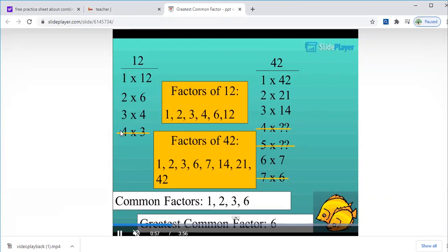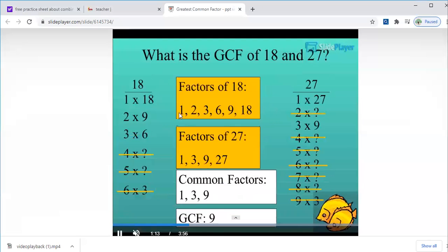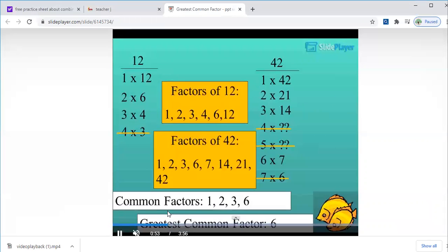After that, we have 4 times 3. Once you reverse the operation, which means you have 3 times 4 and then find 4 times 3, we are going to stop. So the factors of 12 are 1, 2, 3, 4, 6, and 12. Let's move to the next one, 42.